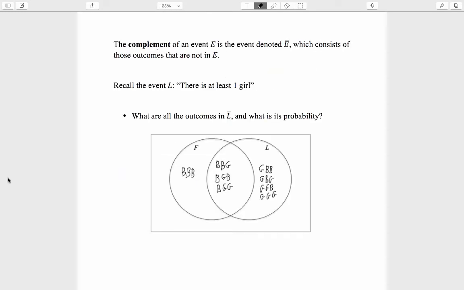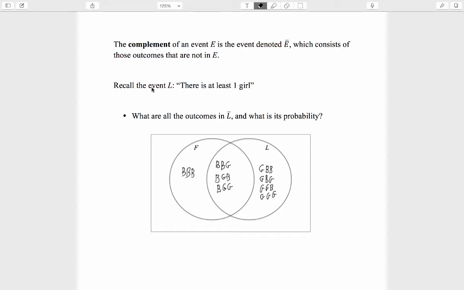Now we are ready for the third of our operations on events, the complement. The complement of an event E is the event denoted in this way, E with a line over it, and read E complement, which consists of those outcomes that are not in E. E complement is the event that E does not happen. Please note that the word complement is spelled with an E here, not an I.